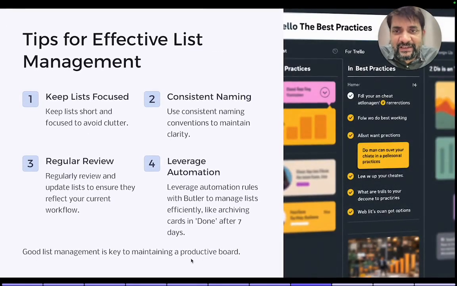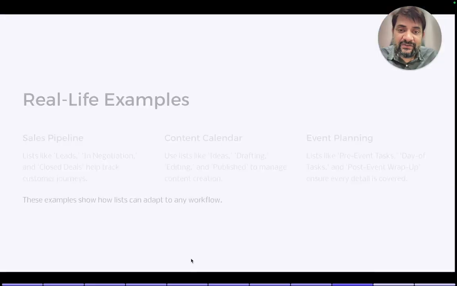Some tips for effective list management: first, keep lists short and focused to avoid clutter. Use consistent naming conventions to maintain clarity. Keep reviewing and updating the lists to ensure they reflect your current workflow, and leverage automation rules with Butler to manage lists effectively, like archiving cards in done after 7 days. Good list management is key to maintaining a productive board.